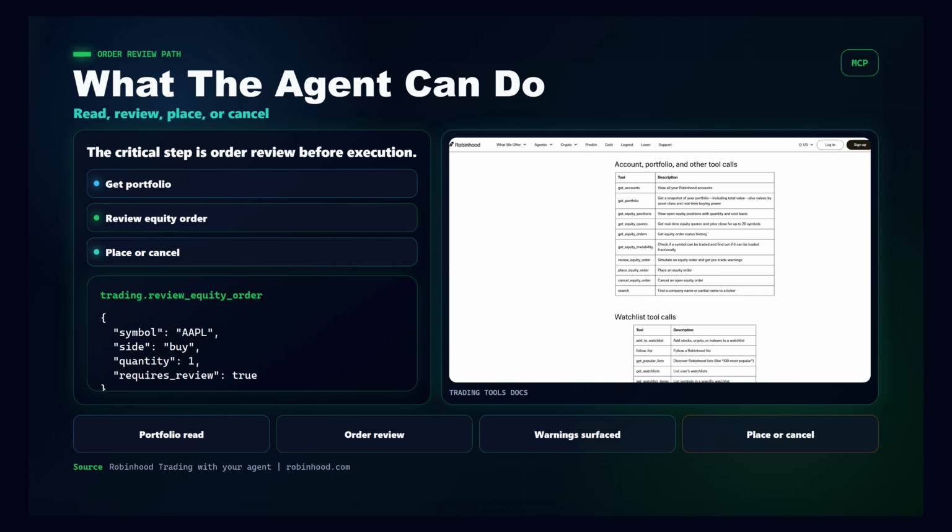Robinhood lists tools for accounts, portfolios, equity positions, quotes, orders, tradability checks, search, order review, order placement, and cancellation. One especially important tool is Review Equity Order, which Robinhood describes as simulating an equity order and returning pre-trade warnings. A careful agent workflow should use that review step before placing an order, then surface the warnings to the human unless the user has intentionally chosen a more autonomous setup.